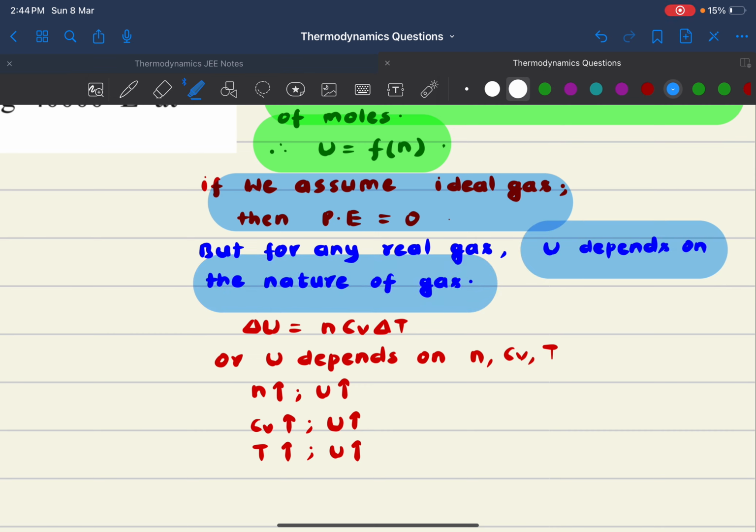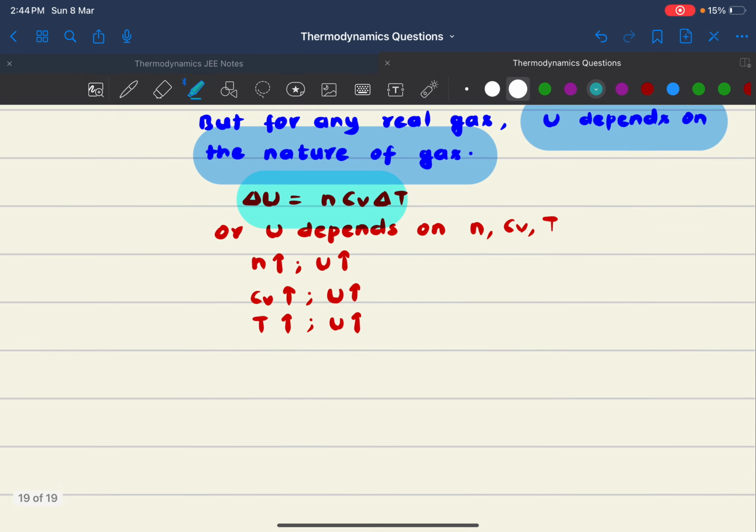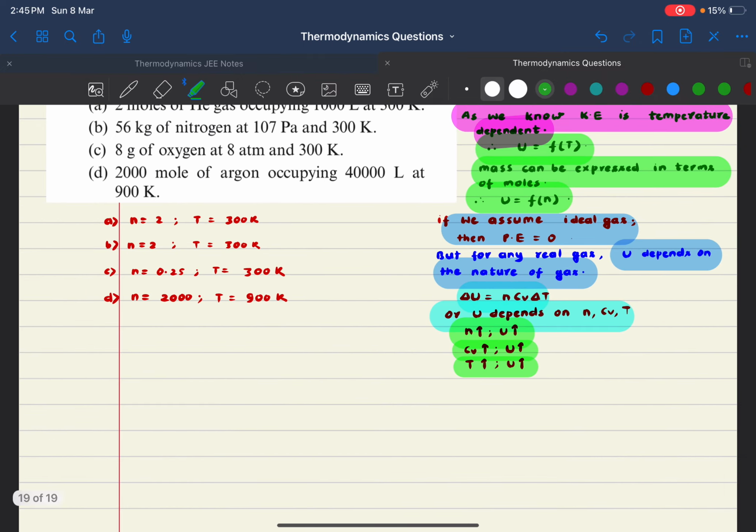So basically, the energy depends on the nature of gas also. Say yes or no. If we overall conclude, the change in internal energy depends on moles, heat capacity, and the delta T, change in temperature. Or overall, we can say that internal energy depends on moles, CV, heat capacity at a constant volume, and the temperature. So if moles increases, internal energy increases. If heat capacity increases, internal energy increases. And if temperature increases, then internal energy also increases. These are the parameters. So now we're going to see the options.